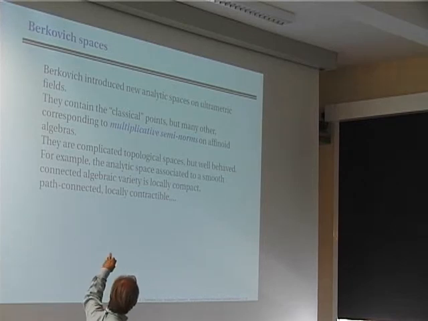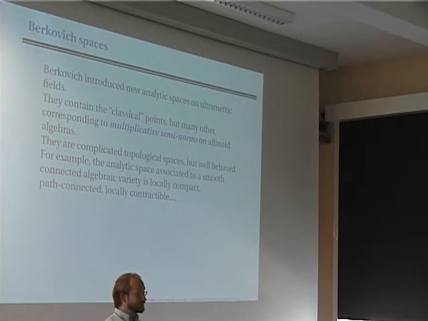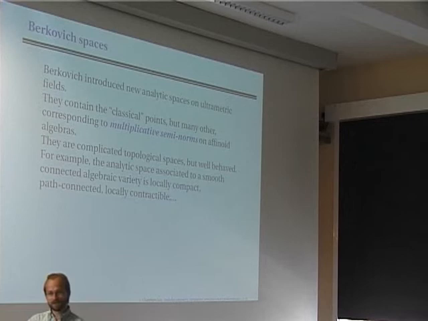For example, if you take a smooth connected algebraic variety, what you get is locally compact, is path connected, and is even locally contractible by a deep theorem of Berkovich himself. So you get spaces that are closer to the spaces one is used to do analysis with.